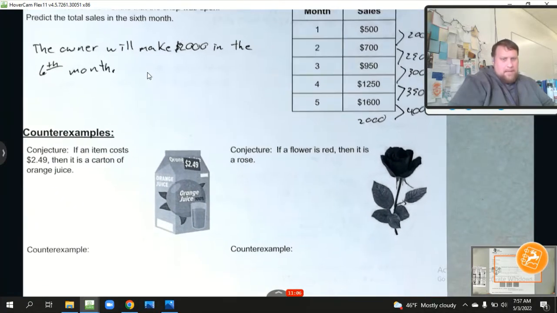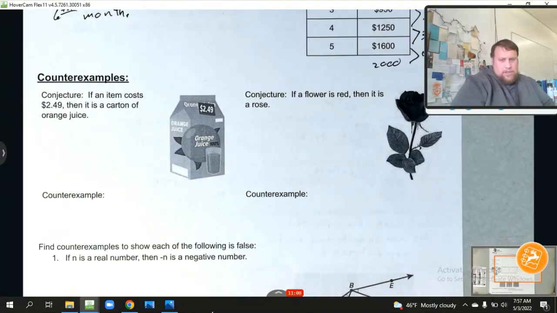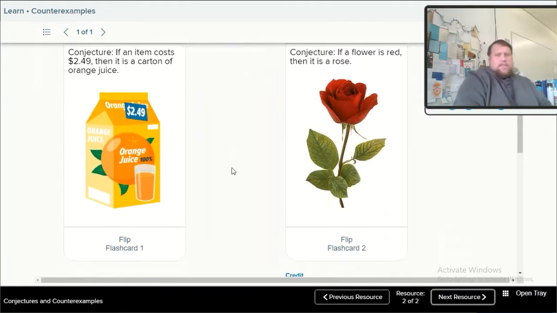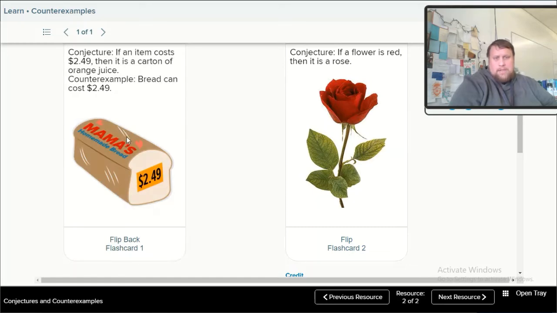Okay. All right, I want to talk about conjectures here. Let's go ahead and look at our last slide today. You'll see this is the same thing that's on your paper, so we're just going to fill it in. It says, conjecture. If an item costs $2.49, then it is a carton of juice. Is that true? Not necessarily.